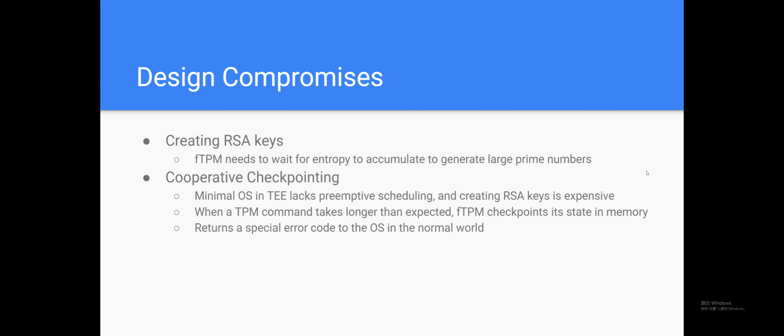It also has cooperative checkpointing. One of the things that was mentioned is that a command cannot run too long on the TPM. This is because the minimal OS in the trusted execution environment doesn't have a preemptive scheduler. Because of this, when you run a process such as creating an RSA key, that's a very lengthy process and that can cause OS functions to starve. Because of this, we have cooperative checkpointing implemented, where anytime a TPM command is taking longer than expected, FTPM will checkpoint its state in memory, and then it will return a special error code to the OS in the normal world. Next slide, please.